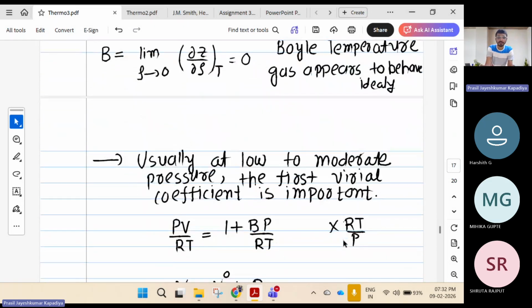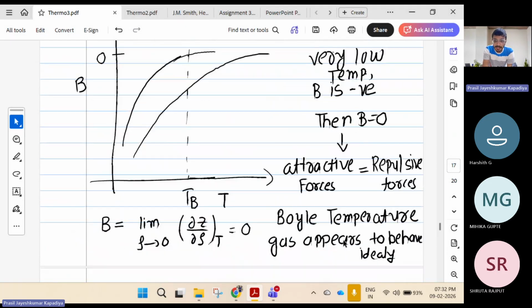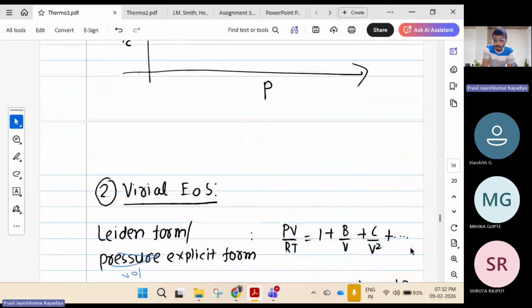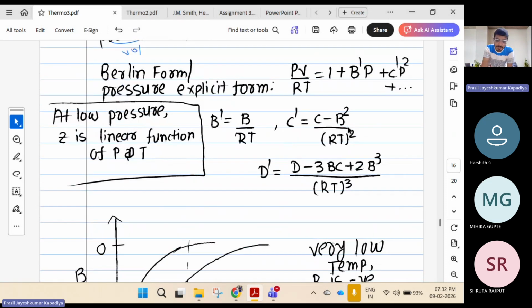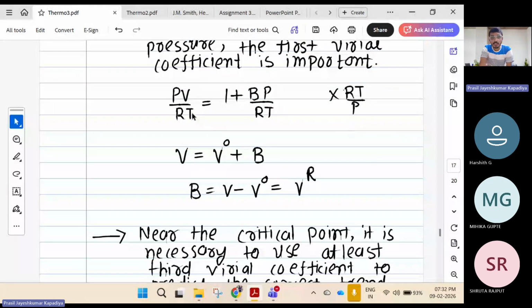Usually at low to moderate pressures, only the first virial coefficient is important. So we don't need to go further, as I explained, because these other terms do not contribute significantly. So only the first term is important. Let's say I am dealing with this kind of equation: PV by RT is equal to 1 plus B by V, meaning 1 plus BP by RT.